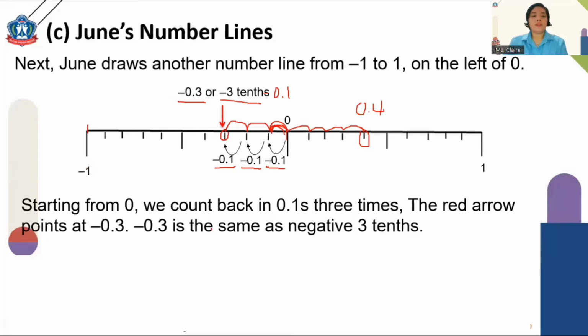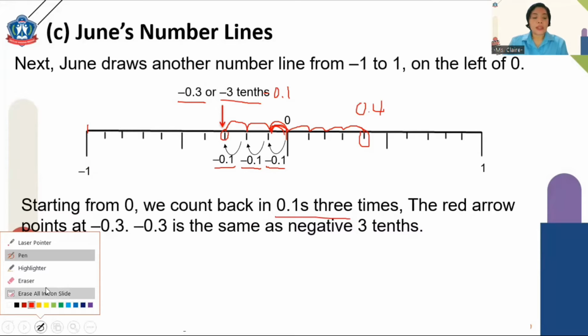So there are 3 negative 0.1, which means this one here is negative 0.3 or negative 3/10. Starting from 0, we count back in 0.1 three times. The red arrow points at negative 0.3, or negative 3/10.